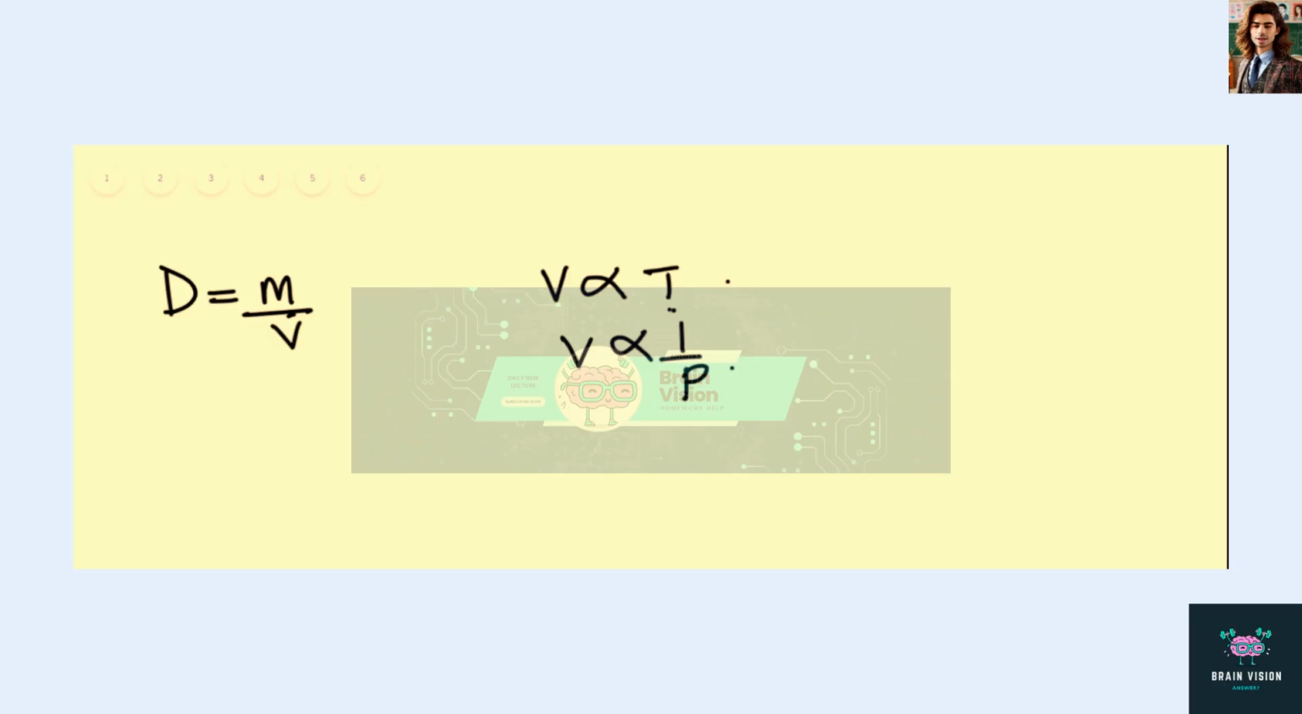Now let's go to pressure. Pressure is inversely proportional to volume. So that means that if you increase pressure, volume decreases. A decrease in volume will lead to an increase in density, and vice versa.